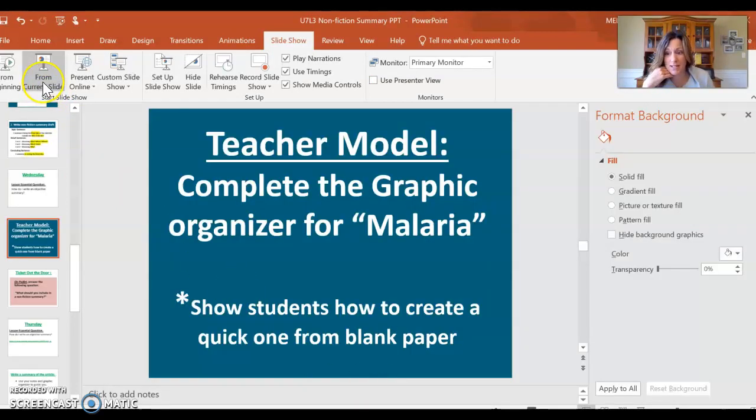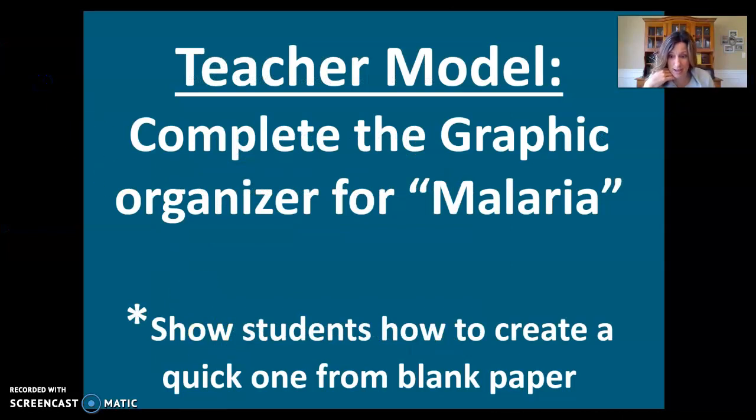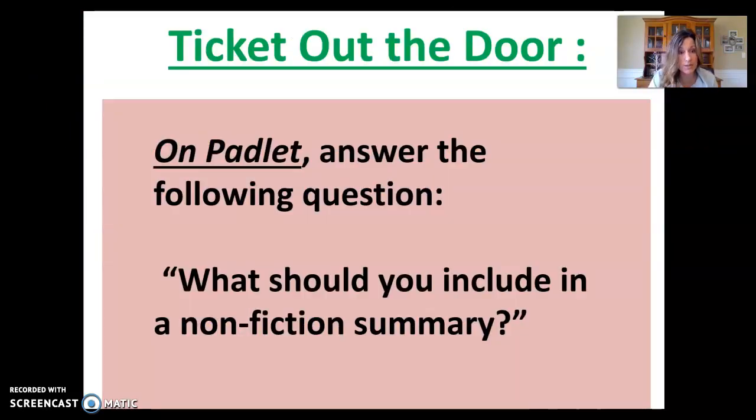So the only other activity that you are going to be doing today is a really quick ticket out the door. That is the next thing in Schoology that you're going to do. You're going to click on the Padlet and answer the question, what should you include in a nonfiction summary? Okay, so that's our next step. We took notes on this yesterday, so you should have those notes handy. What do you need to include in a nonfiction summary? What are some of those things you should include? And you can even think about some of those things that we've been talking about including in our writing in general.